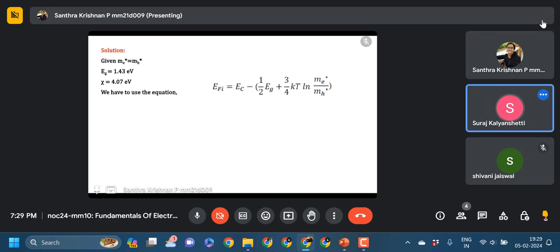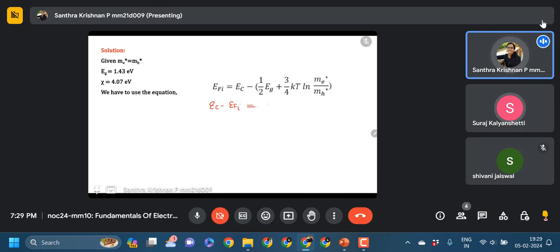So what is the EC value here? How do I get that EC value? That is not required here. From here you can find out EC minus EFI. First, you can tell me what is EC minus EFI.